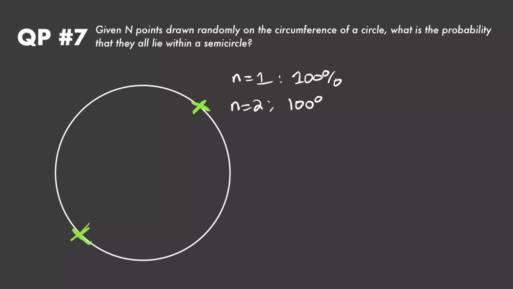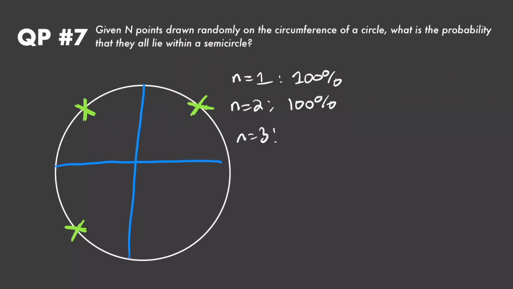We're going to go up to n equals 3 now, and let's figure that out. So now you can pretty clearly see that our probability is not going to be 100%, so it's going to get a little trickier. Okay, so how do we approach this? Well, obviously we're not going to be able to check every single diameter that goes through this circle, right? Because there are infinitely many of them.